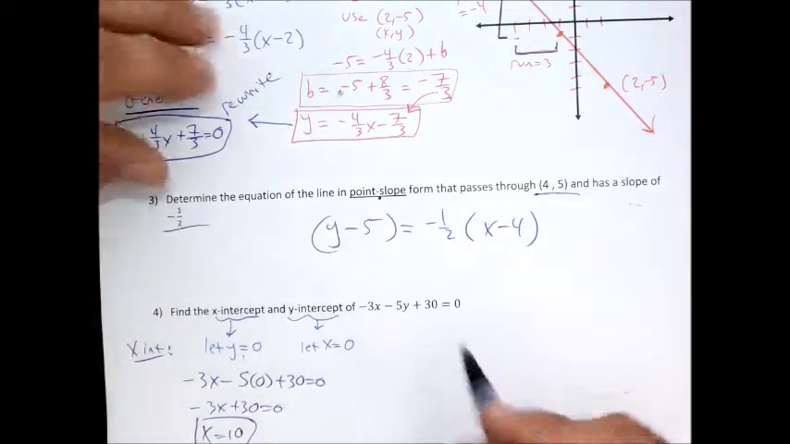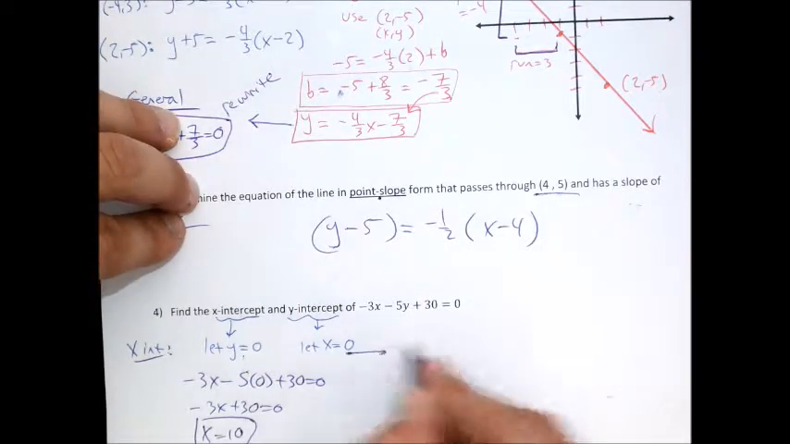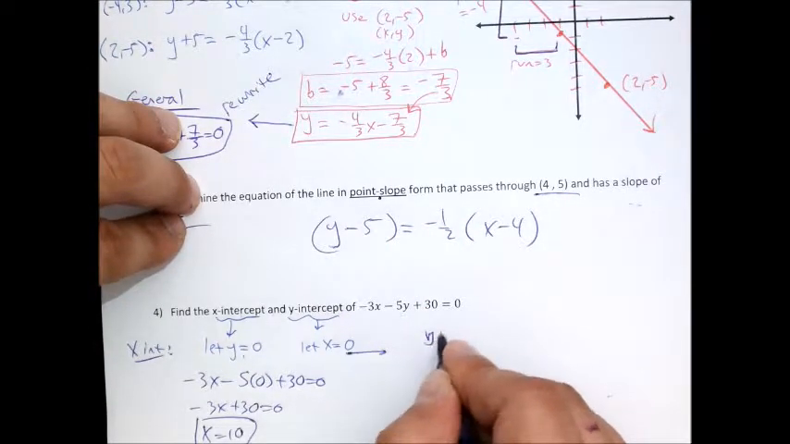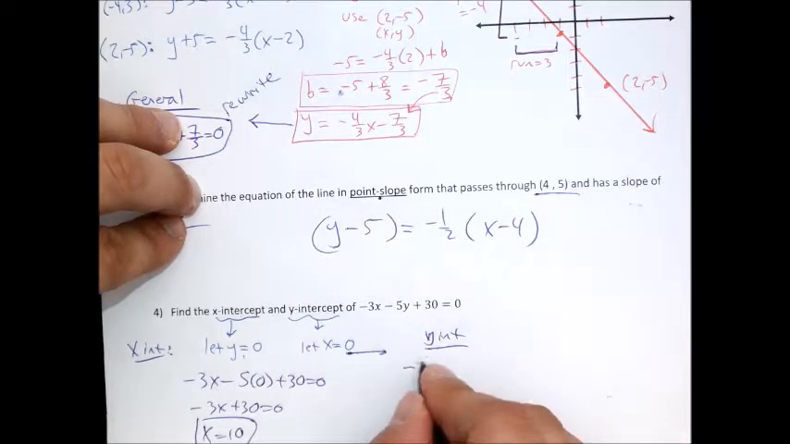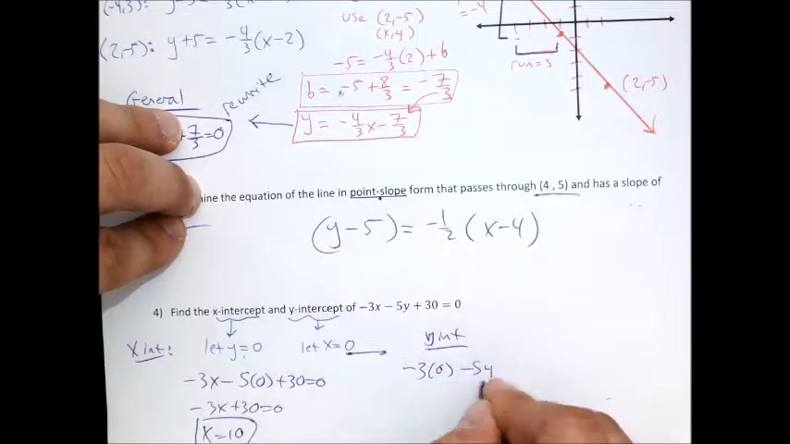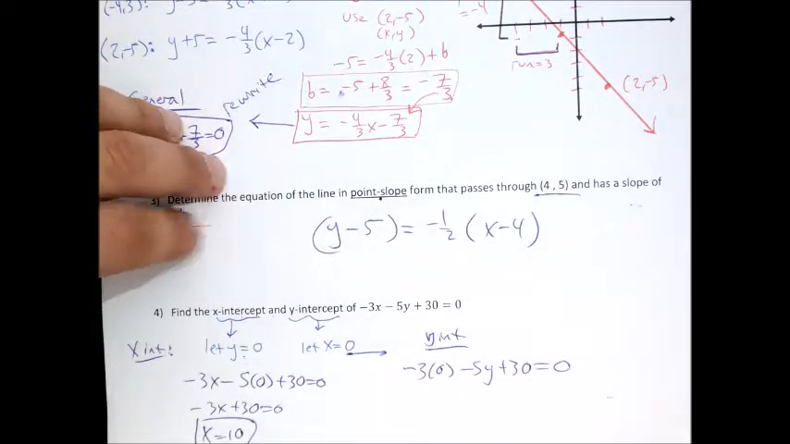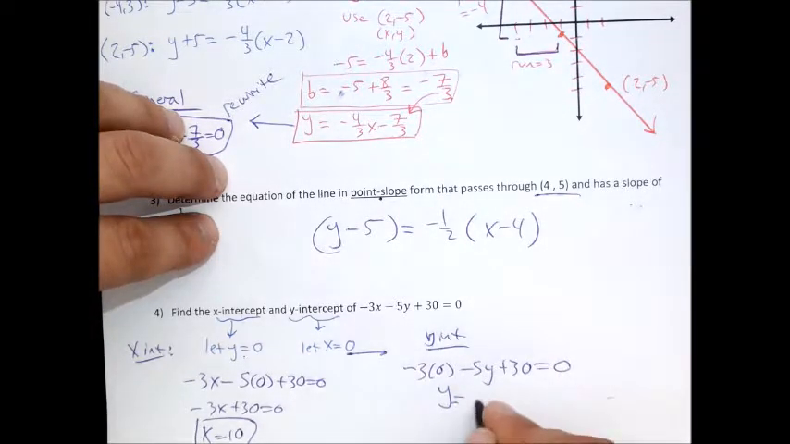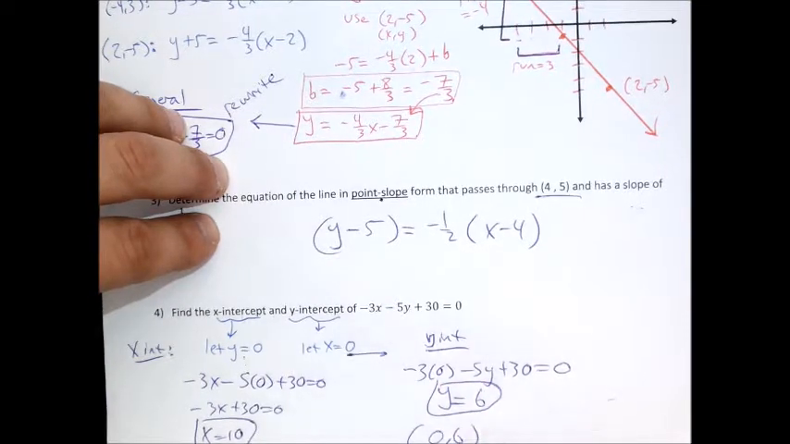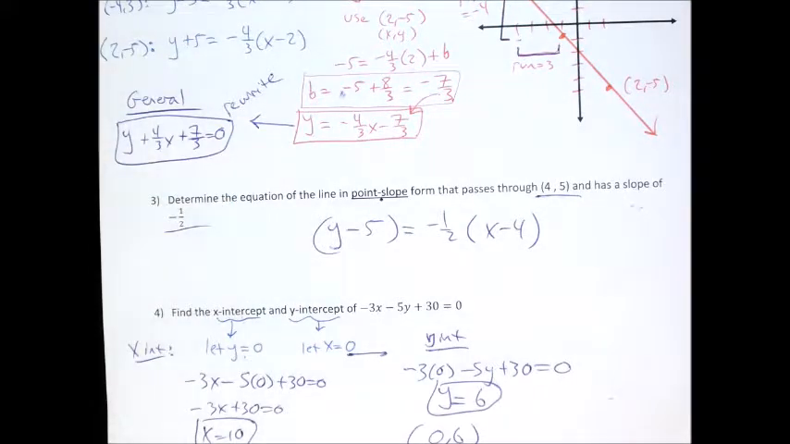For the y-intercept, we plug in x equals 0. And so for the y-intercept, we get the following. Minus 3 times 0 minus 5y plus 30 equals 0. And when we solve for y, we get y equals 6. And so the y-intercept is (0, 6). And then we're all set.